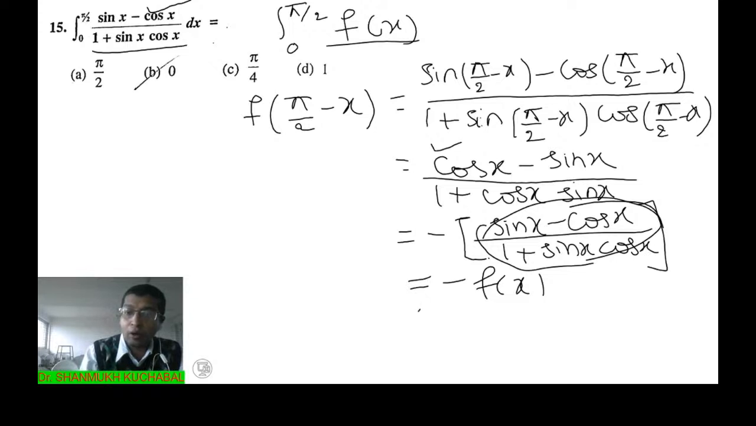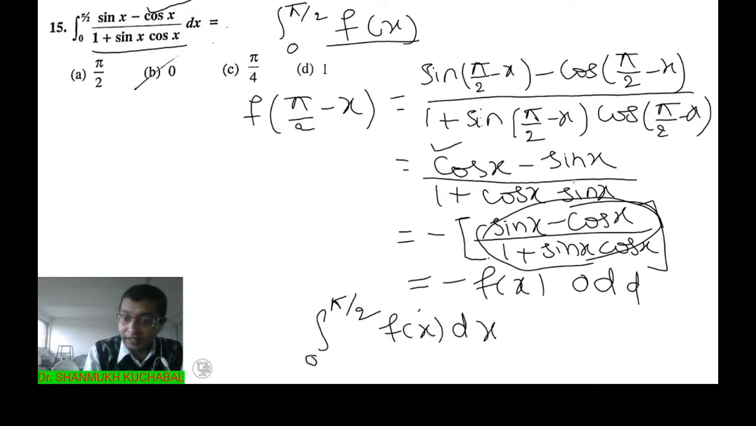So it is an odd function. So the integration of the given function from 0 to pi by 2 of f of x dx, since it is an odd function, the value of this integral is 0. Therefore, option B is the right answer.